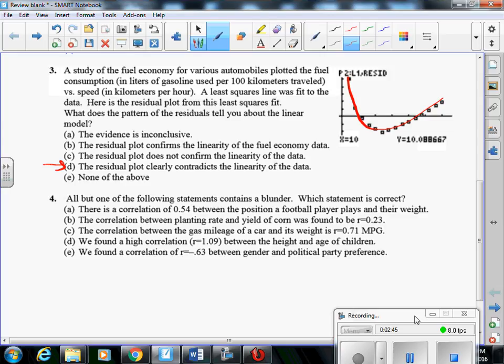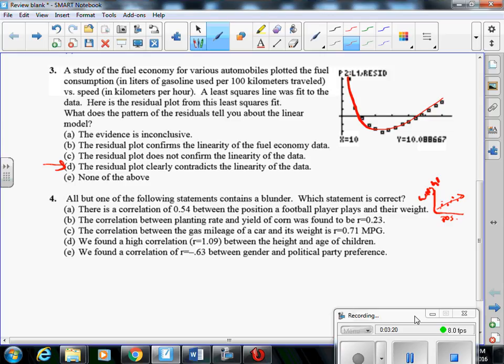Okay, looking at 4. All of the following statements contain a blunder. Which statement does not, aka is correct? So we'll just go through each one of them because sometimes that's easier for you to identify the blunders. The first one is, there is a correlation of 0.54 between the position a football player plays and their weight. So remember, if they're saying that there's a correlation between their position and their weight, and a 0.54 means that it's going to be a positive correlation, is that a true statement?